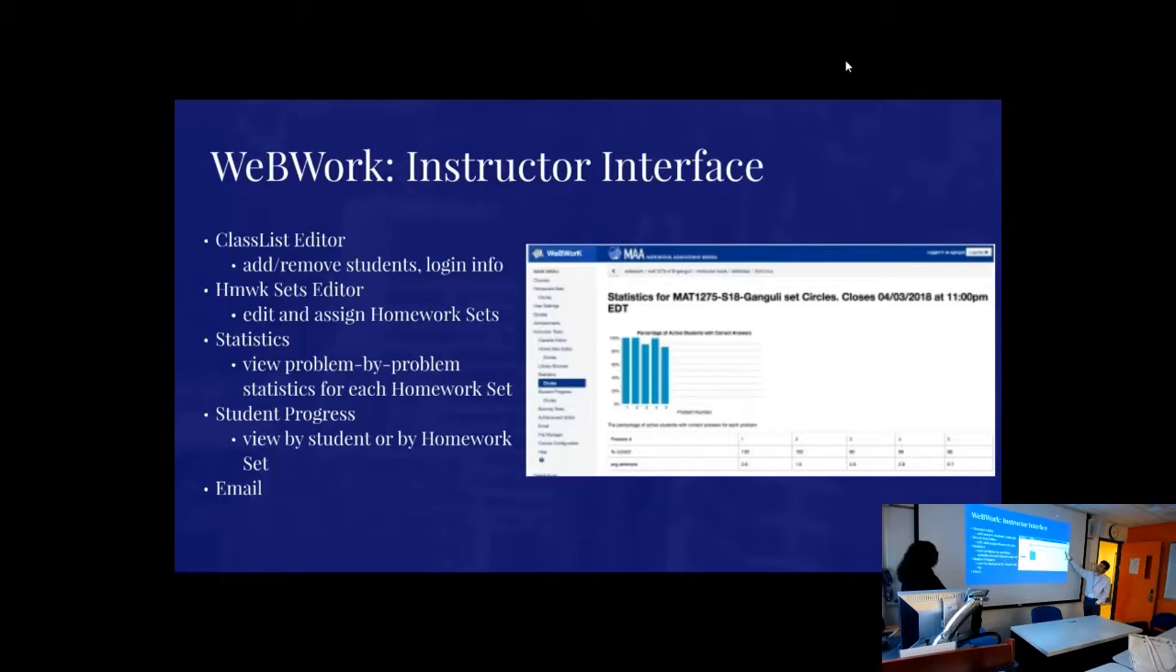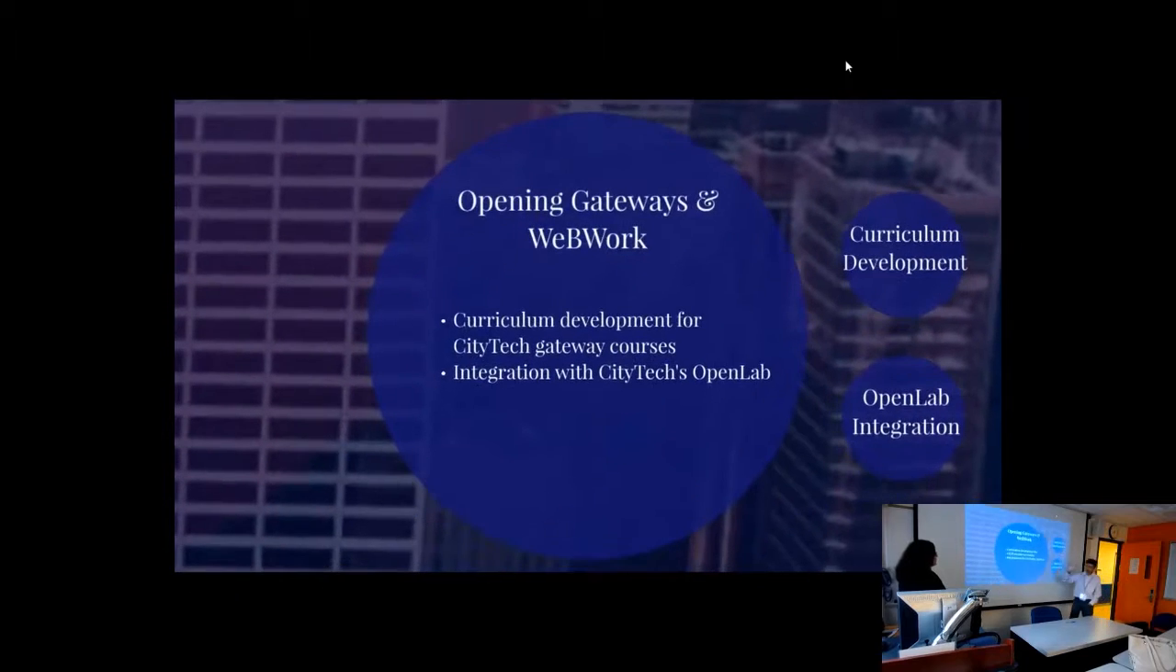Statistics, so this is a screen grab of a statistics page where you can view it problem by problem. So you can actually see if a substantial portion of the class is having difficulties with a certain type of exercise. And then there's student progress, which again is helpful just to see how much of the class is doing a certain homework set. So I'll check that almost daily to see if they're making progress as the due date is approaching. And then you can also see by student. So that's also helpful for, say, midterm grades.